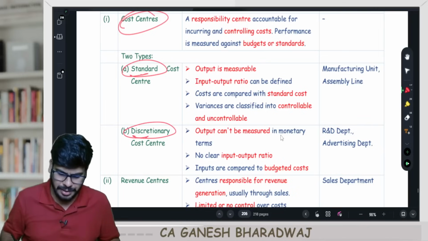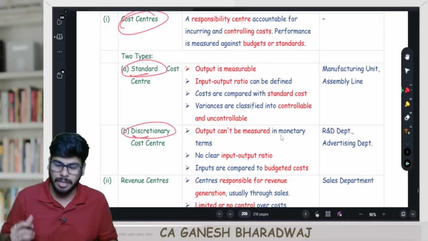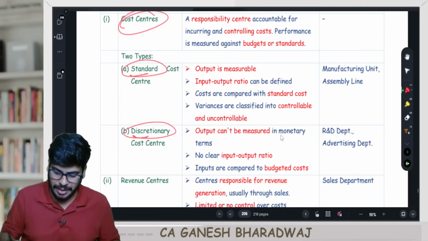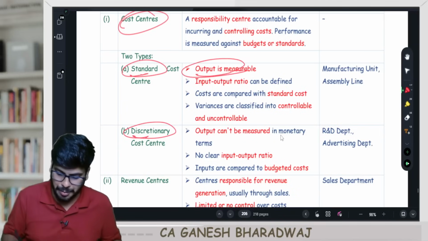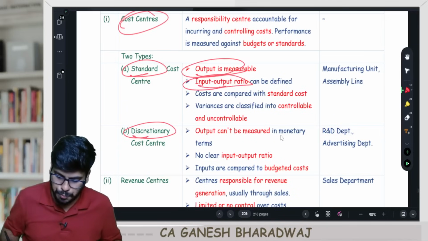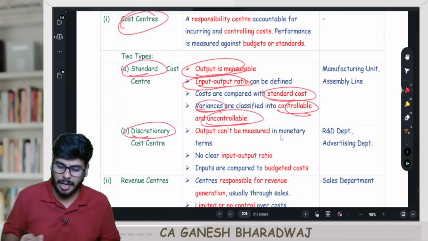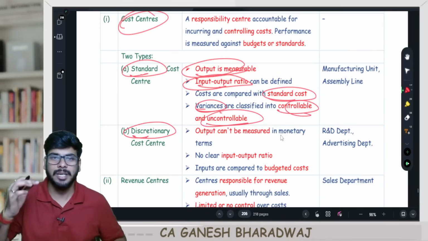Sir, what is the difference between the two? What do you mean by a standard cost center and what do you mean by a discretionary cost center? In case of a standard cost center, the output is measurable. That is, there is an input-output ratio that can be defined. Costs are compared with the standard cost and the variances are classified into controllable and uncontrollable. Sir, I don't understand a word. Can you give an example?